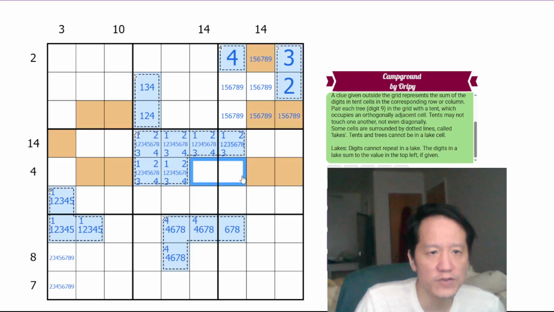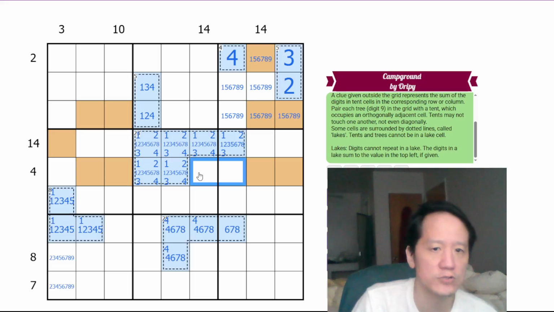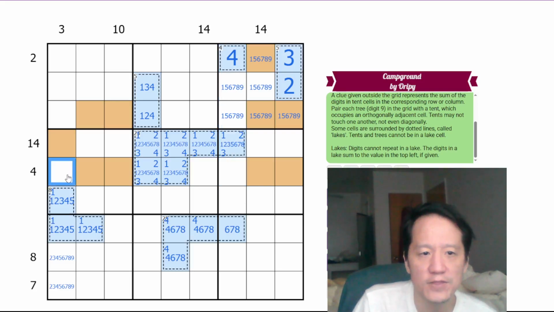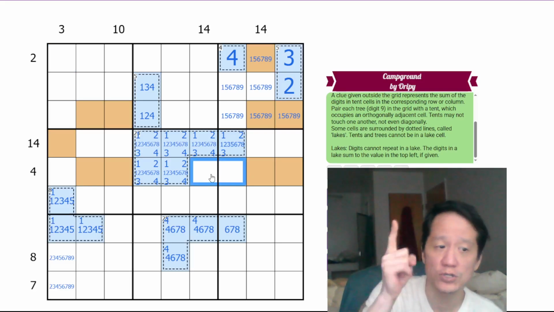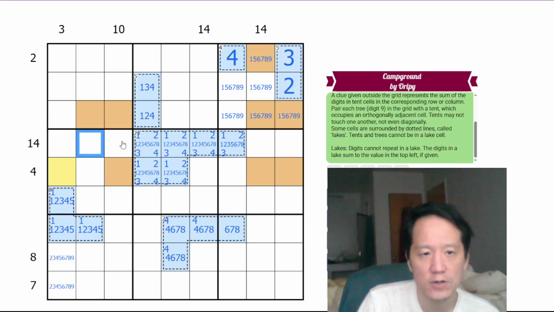If either one of these is a tent, it cannot be the solo tent because 4 is not possible here, and 4 is not possible here. And this can't be 4 because of this possibly being a 4. So one of these two is a tent, but cannot be the solo tent. Therefore, this must be a tent. So this is a tent, which means none of these are tents here, which forces this to be a tent.